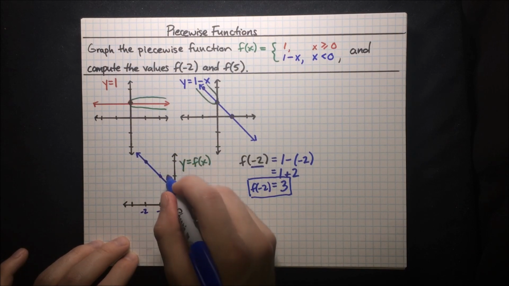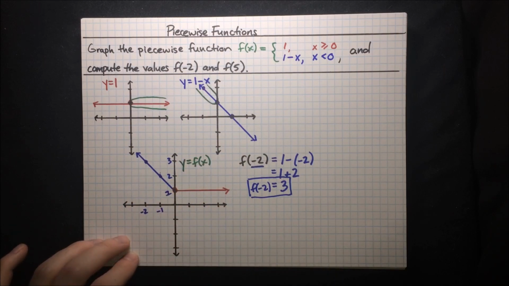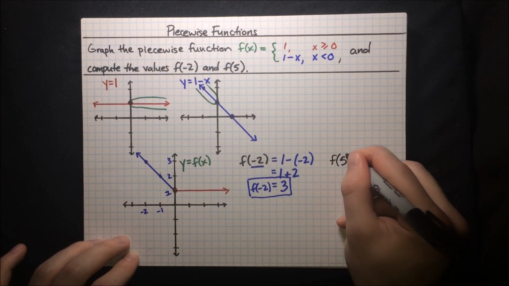There's 1, and then there's 2, and then there's 3. Great, so that makes sense with our graph as well. Now let's do f of 5. So I want to compute f of 5, and we take a look.